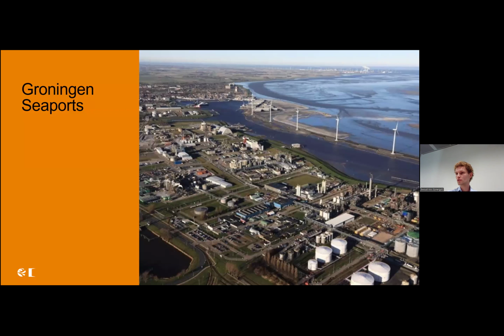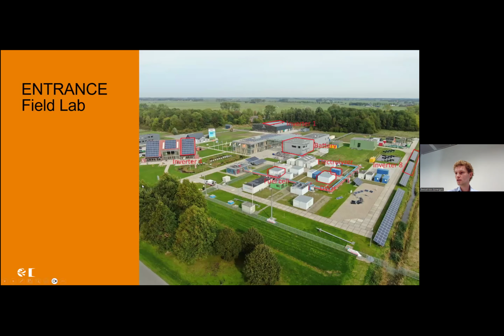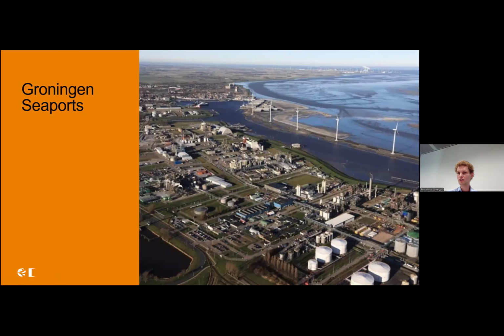So the first cluster that we considered was an industrial cluster, what you see on the right here. This is Groningen Seaports, which consists of roughly two sites. The one in front is chemical park, so that's chemical, energy-intensive chemical industry. And what you see all the way on the top right is the Eemshaven, which is a big harbor, and that's, well, one of the biggest energy producers of the Netherlands.